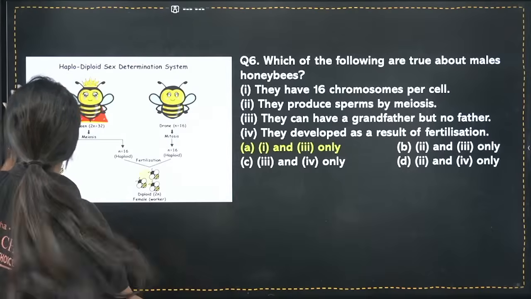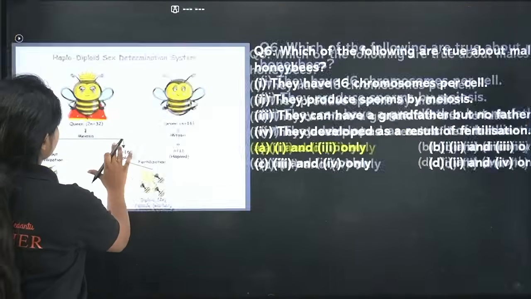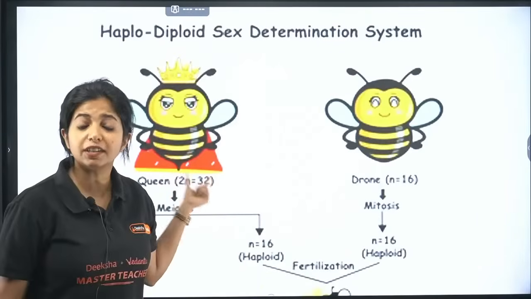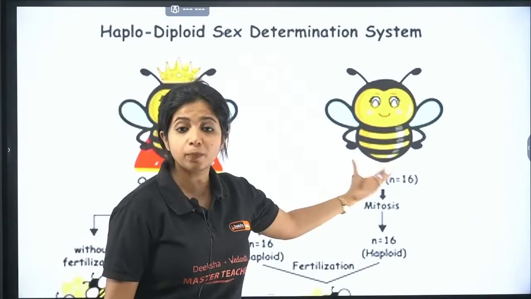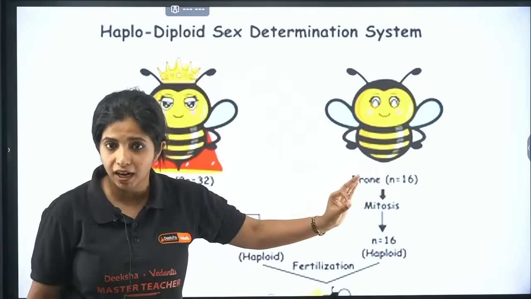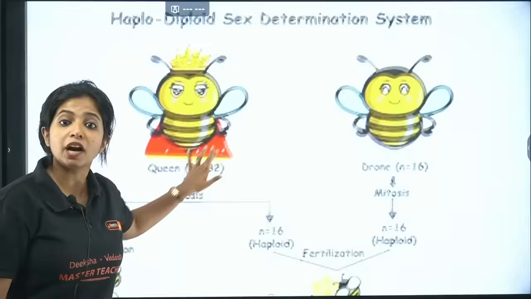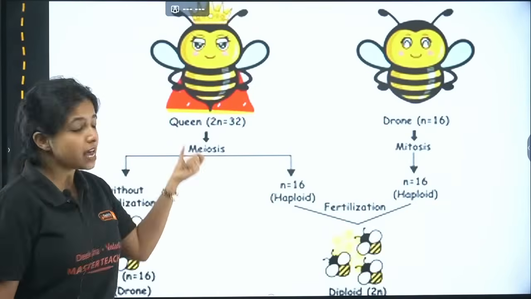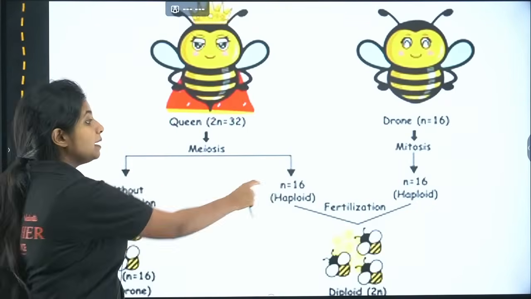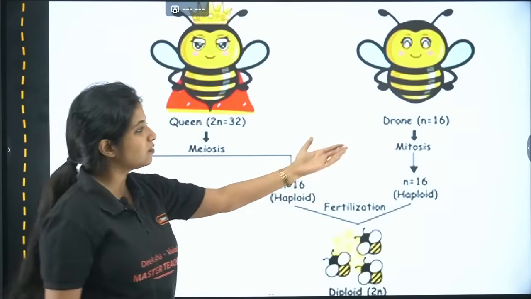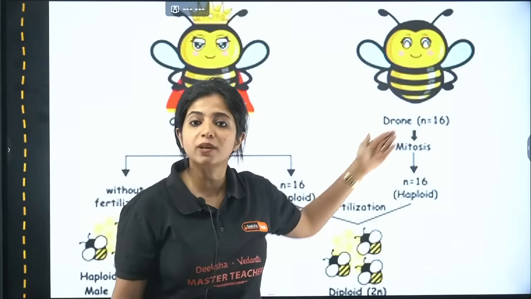If at all you talk about honeybee, just understand the logic over here. You have the female honeybee queen. She has 32 chromosomes, whereas male honeybees have half of it, that is 16. Now if someone has 32, they can undergo meiosis. When they want to make gametes, they will undergo meiosis and make gametes that have 16 chromosomes. But if this guy already has only 16, how can it undergo meiosis?